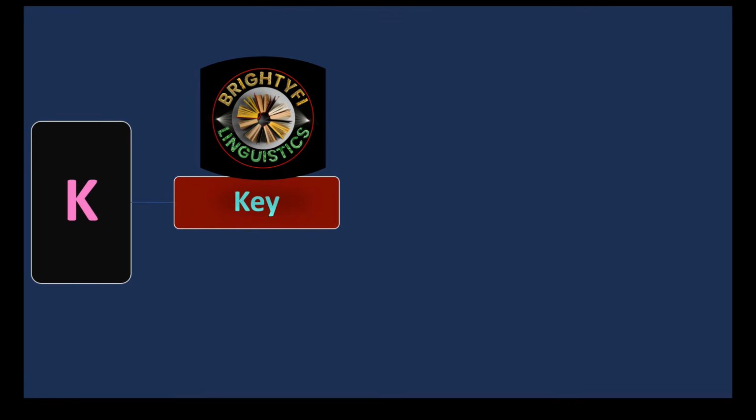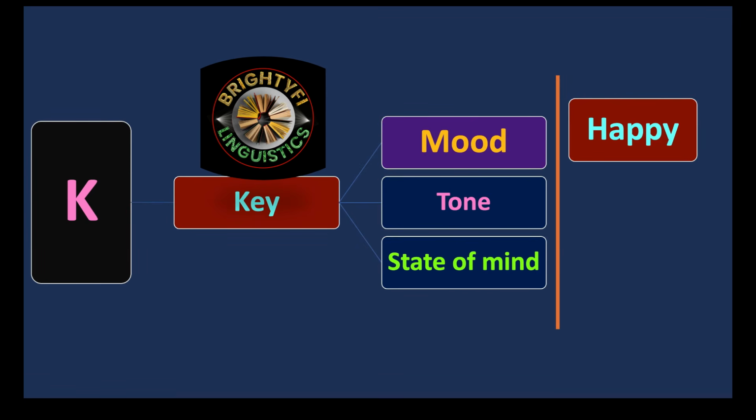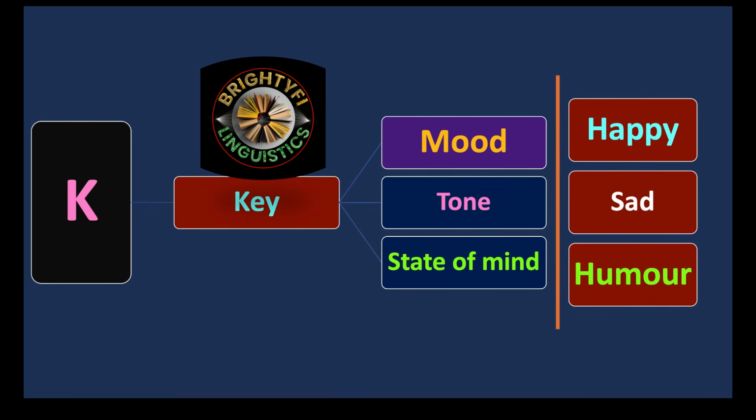Now we continue to the next model of language, that is K. It stands for key. And what is this? It refers to mood, tone, your state of mind. This is very important because your state of mind is an important factor in the way you communicate with people, talk with people, or express something in writing. You can refer to your happy mood, or your tone is happy, or likewise sad, or humorous. A state of mind is very important for communication to take place.